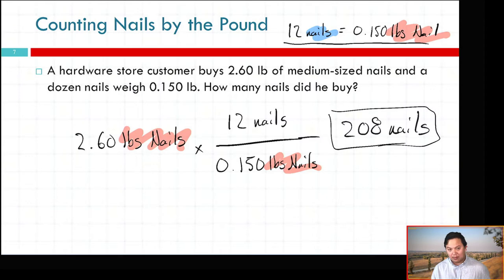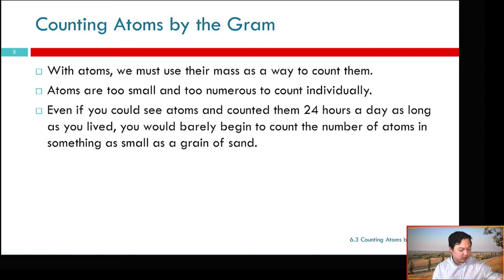So when we count atoms, we're essentially doing the same thing as counting nails per pound. Getting a phone call, but if it's important, they'll leave a message.